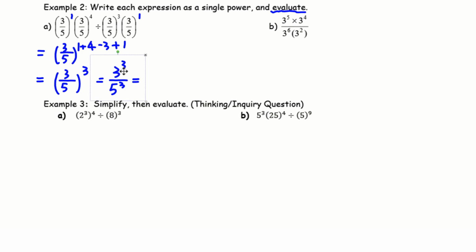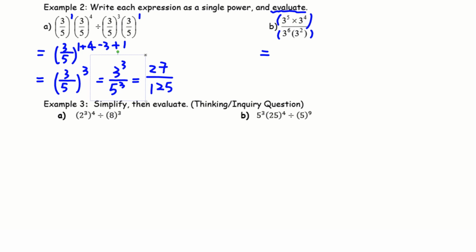Then 3 times itself, 3 times 3 times 3 times 3 is 27. 5 times 5 times 5 is 125. So this is the answer for this one. And here we are going to do numerator and denominator separately, then do the subtraction, do the division.